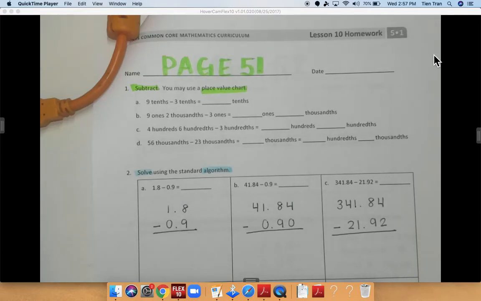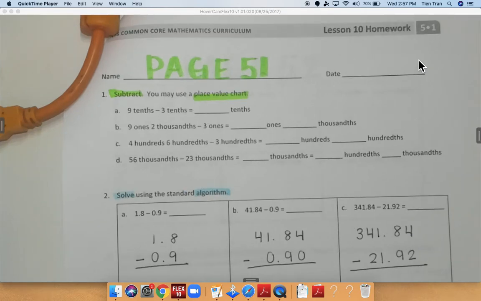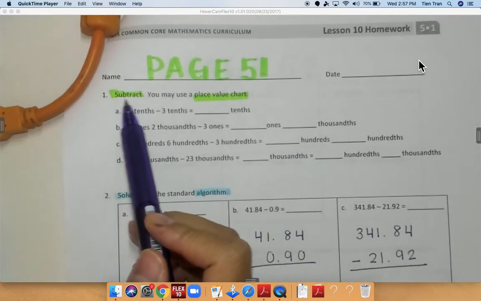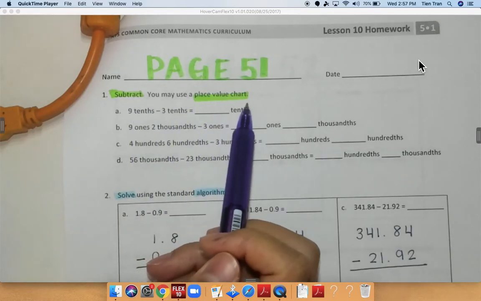We are on page 51, lesson 10, homework. Today we are learning about subtracting decimals. I'm going to read this out loud to you. Number one asks you to subtract. You may use a place value chart.